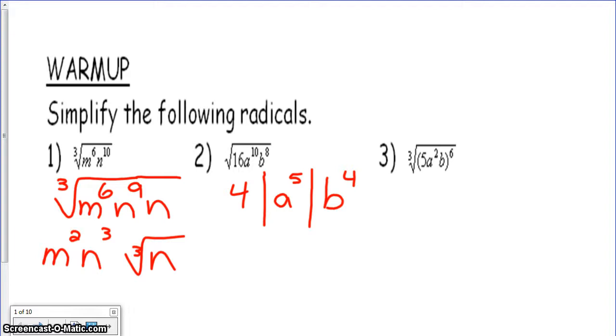Then we have the cube root of the quantity 5a squared b to the 6th power. When you simplify this, you're just dividing the entire quantity of 6 by 3, so we get 5a squared b to the 2nd power. We then can simplify that to get 25a to the 4th b squared.